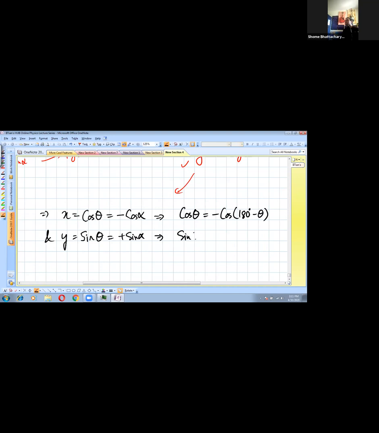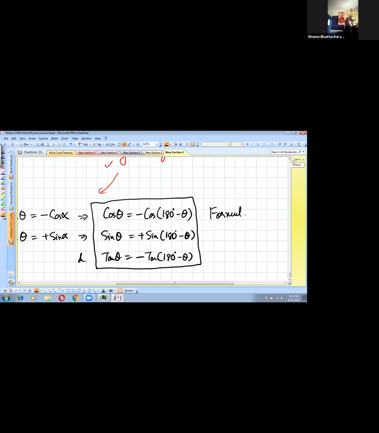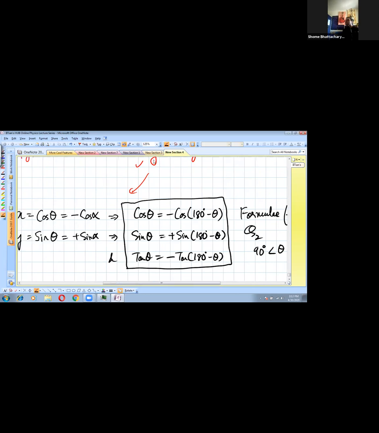Whereas sine theta is positive of sine(180 minus theta). And tan theta I can just get from the ratio of this. So tan is the ratio of sine by cos, so it will become minus of tan(180 minus theta). So these just become a simple formula set that we can use for any angle in the second quadrant. So this becomes the formula for the second quadrant, or theta being greater than 90 but less than or equal to 180. Okay. So I'll just leave you with a moment with this, and then we'll wind up today's lecture.